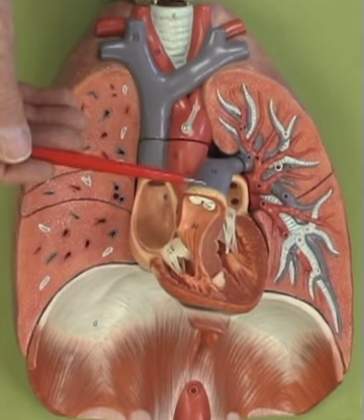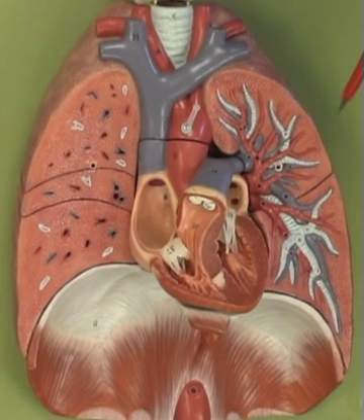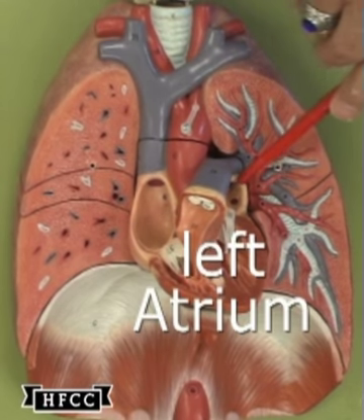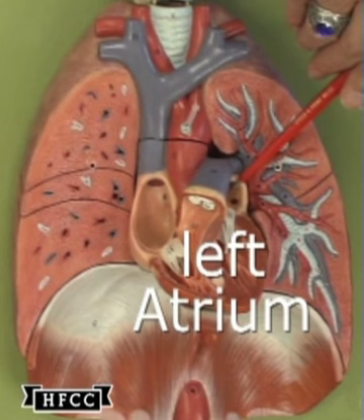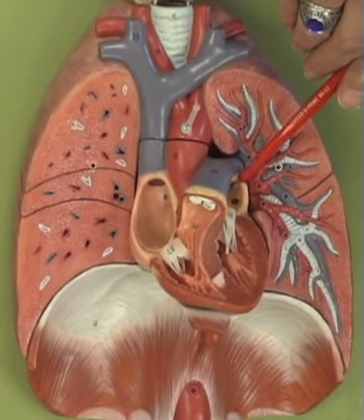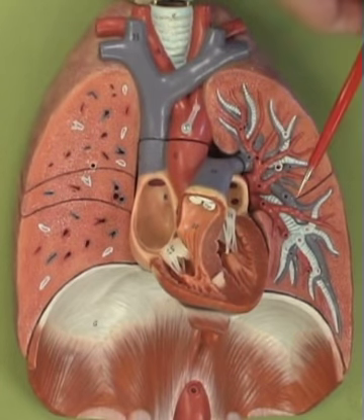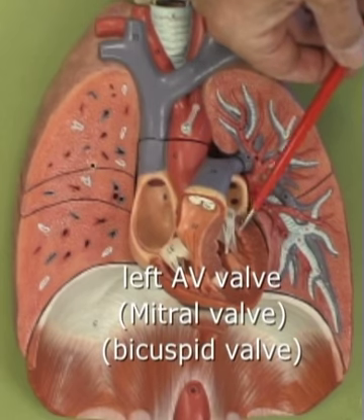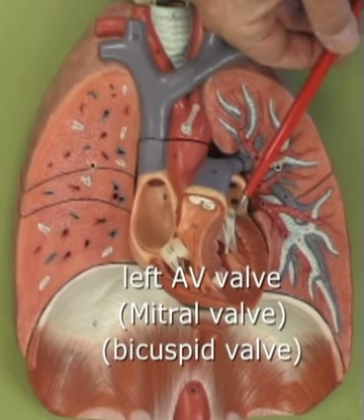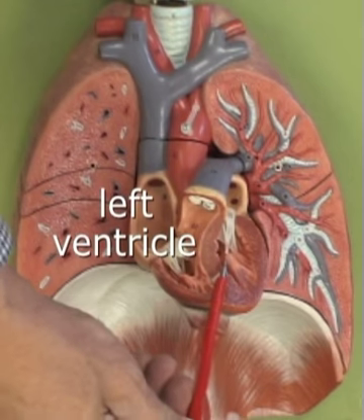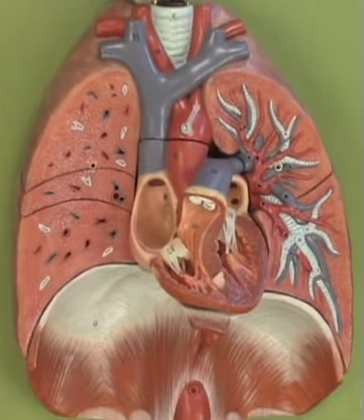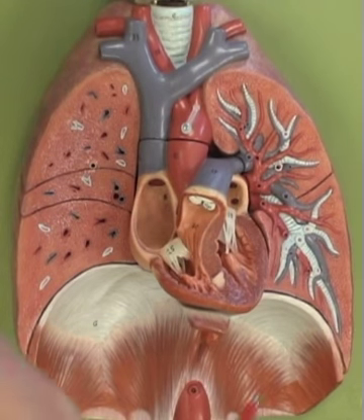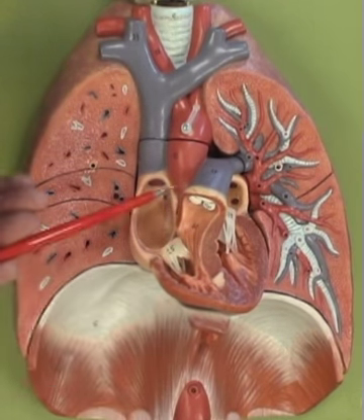Left atrium there receives the oxygenated blood from the pulmonary veins, and it sends it down the left AV valve or mitral valve, also called the bicuspid valve, down there into the left ventricle. And from here the left ventricle will then eject blood upward, out, and here into the aorta. Very red because of the high level of oxygen content.